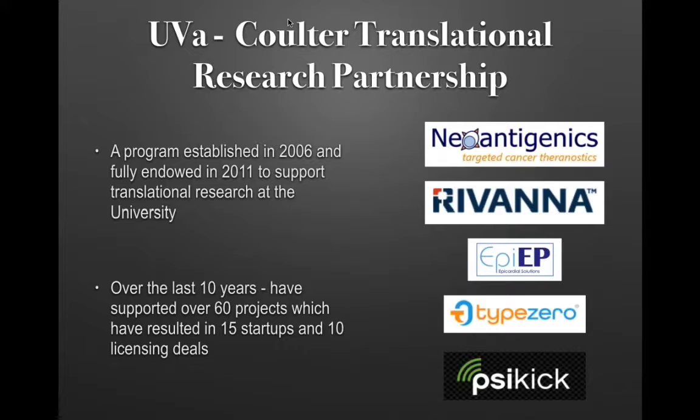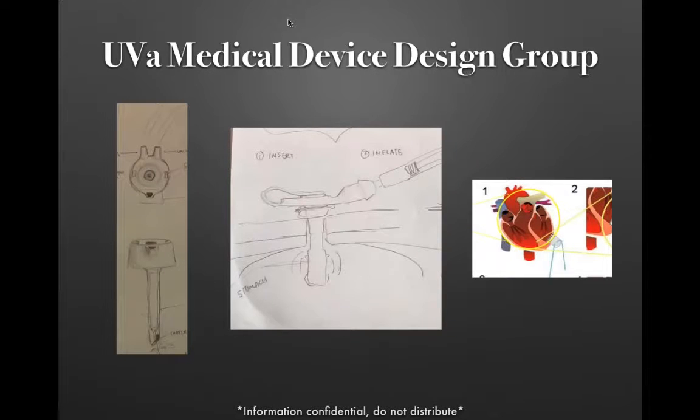Over the last 10 years, we've supported over 60 projects, resulting in 15 startups and 10 licensing deals. On the right of the slide, a couple of companies that started: Neoenergetics, Ravana, EpiEP, TypeZero. Those are just a couple of our companies, and it's been great fun being here at UVA doing that. Through that, I also oversee or help the UVA Medical Device Design Group.